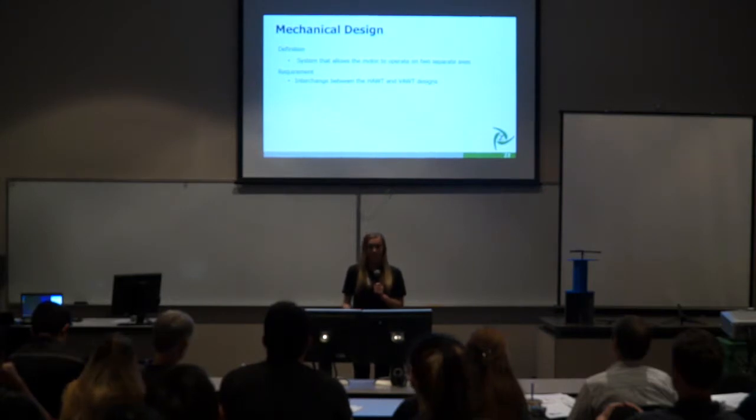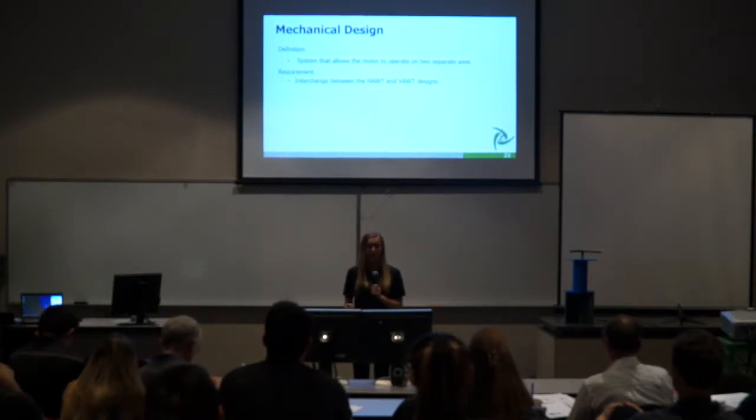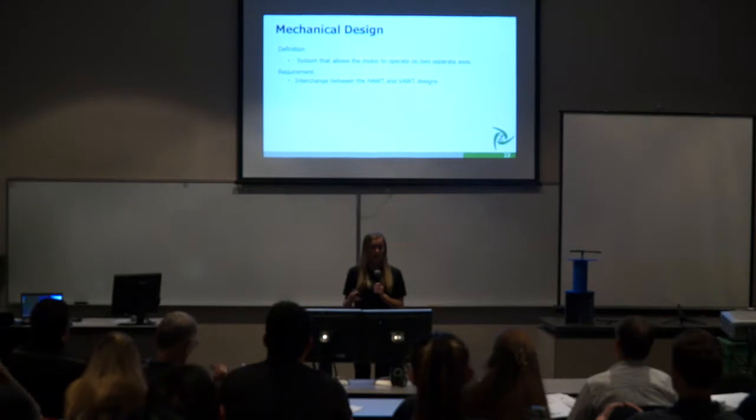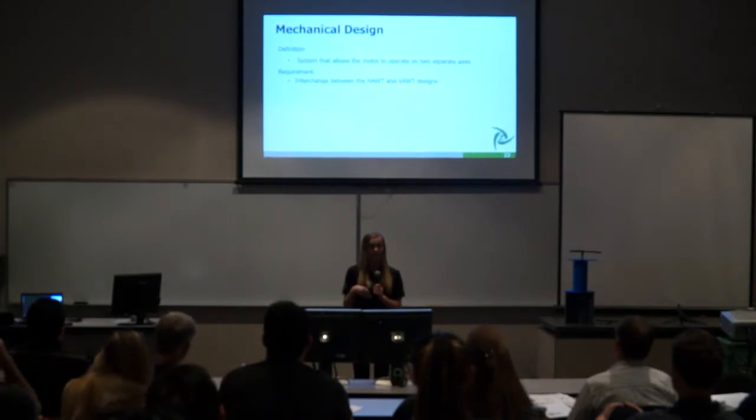The one requirement for the mechanical design is to have one system that can interchange between the HAWT design and the VAWT design. This means that the user will have one single turbine and can connect the HAWT blades to the design and run it to generate power, and then remove those to connect the VAWT blades to the turbine to generate power.